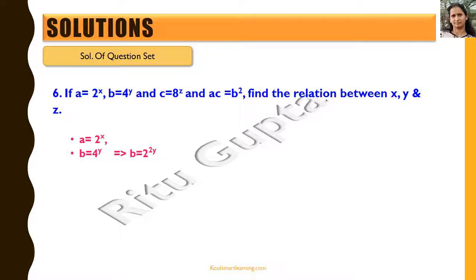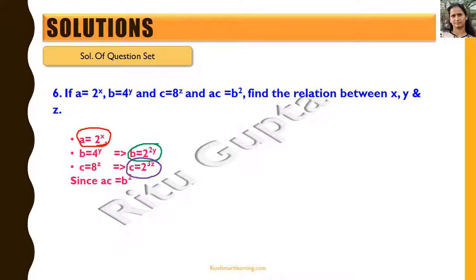We'll write all of them, a, b, and c, as exponents of 2. So we have a is equal to 2 raised to power x, which was already given. We have b is equal to 2 raised to power 2y, and we have c is equal to 2 raised to power 3z.